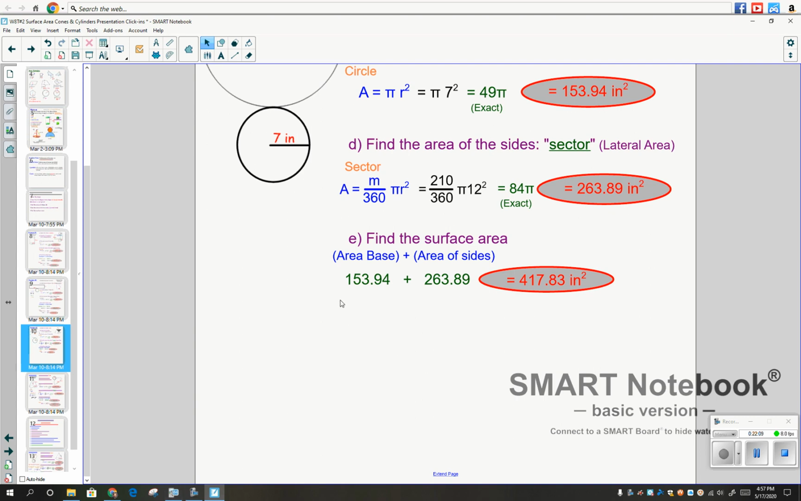And again, if you wanted to do the exact, the exact base was 49 pi, the sides was 84. Add 49 plus 84 to get 133 pi.